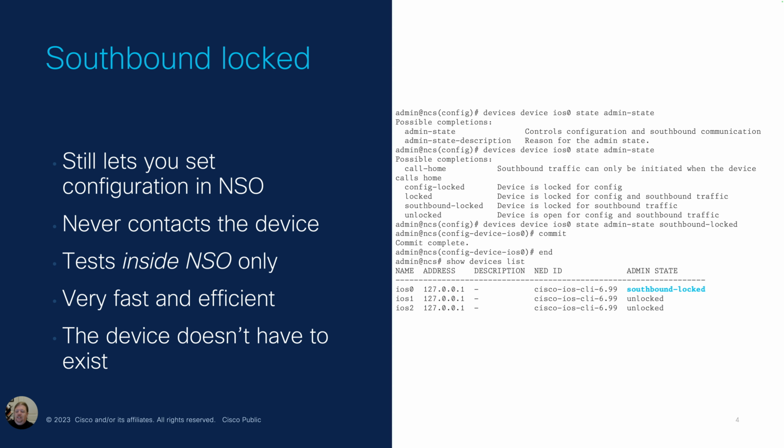This means that the device is locked southbound. It will never try to touch the actual device, but you can still write config to the config tree. So you can do all of the inside-NSO tests. You can make sure your service doesn't crash, it gives the correct output, and stuff like that. It's very fast and efficient, and the device doesn't even have to exist. Of course, since we never touch the device, we will not exercise the device, we will not exercise the NED, right? But if you want to look at something that's inside of NSO, you can use the southbound locked device.